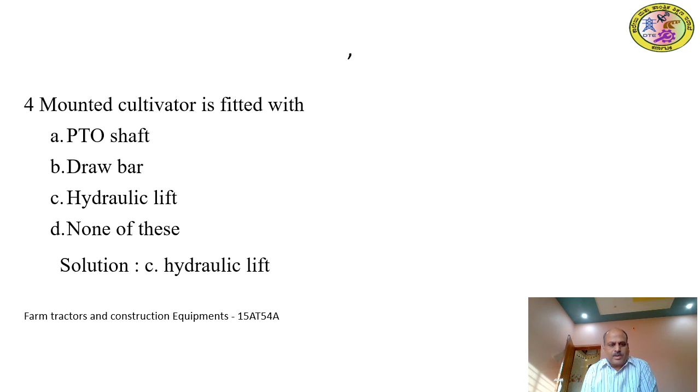Mounted cultivators are fitted with PTO shaft, drawbar, hydraulic lift, or none of these.